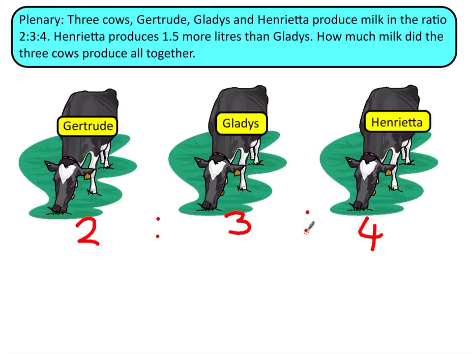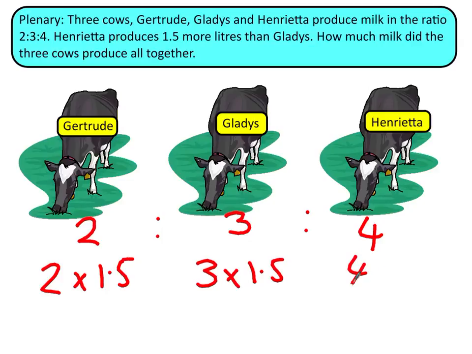Now, Henrietta produces 1.5 more litres than Gladys, which means that one pile of money must be, or sorry, I shouldn't say money, I should say milk, one portion of this milk must be 1.5, because that's the difference between 3 and 4. So each one is worth 1.5. So we've got therefore 2 lots of 1.5 being produced here, 3 lots of 1.5 here, and 4 lots of 1.5 here.